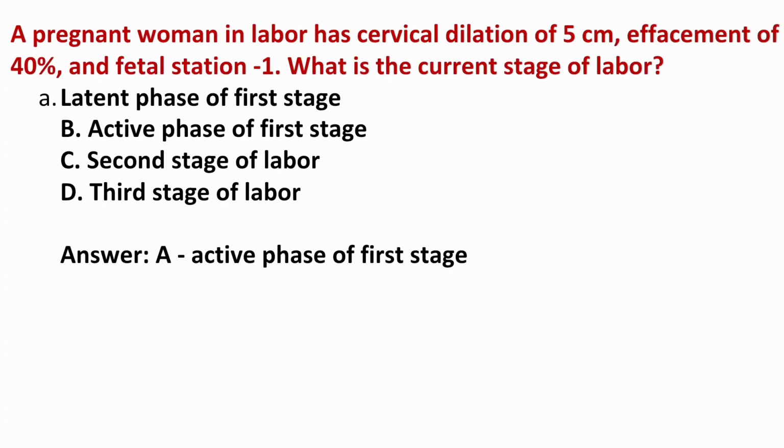A pregnant woman in labor has cervical dilation of 5 cm, effacement of 40%, and fetal station -1. What is the current stage of labor? A. Latent phase of first stage. B. Active phase of first stage. C. Second stage of labor. D. Third stage of labor. Answer: A. Active phase of first stage.